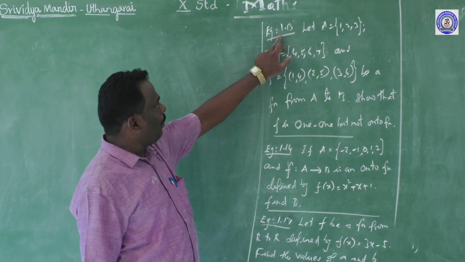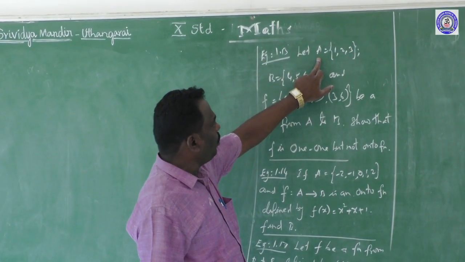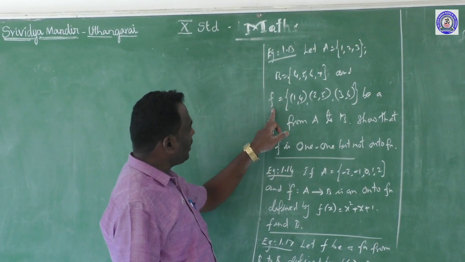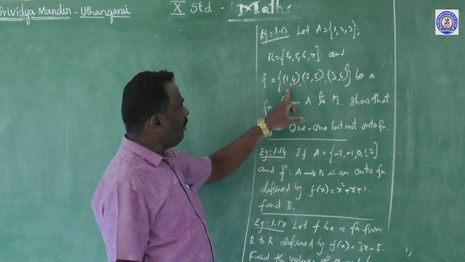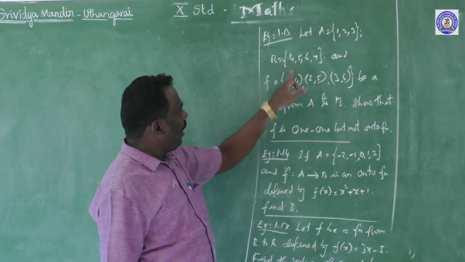Now example number 1.13. Let us consider set A containing elements 1, 2, 3, and set B containing 4, 5, 6, 7. Then a function is given as ordered pairs, where the first element belongs to set A and the second element belongs to set B.